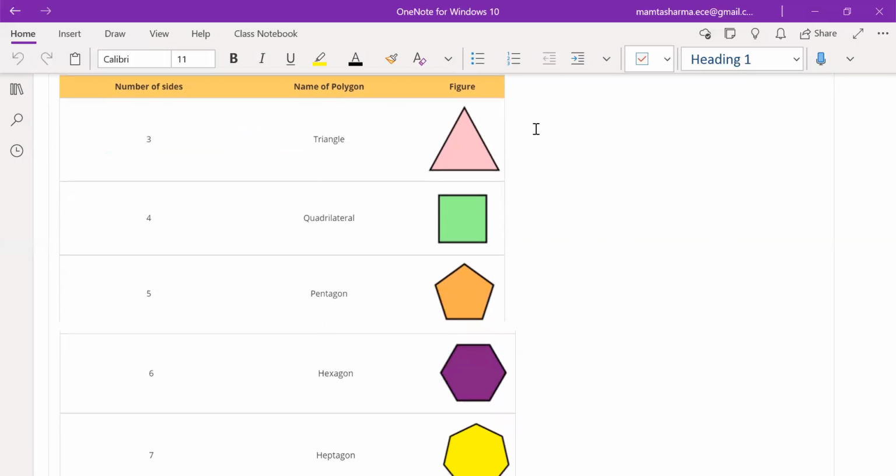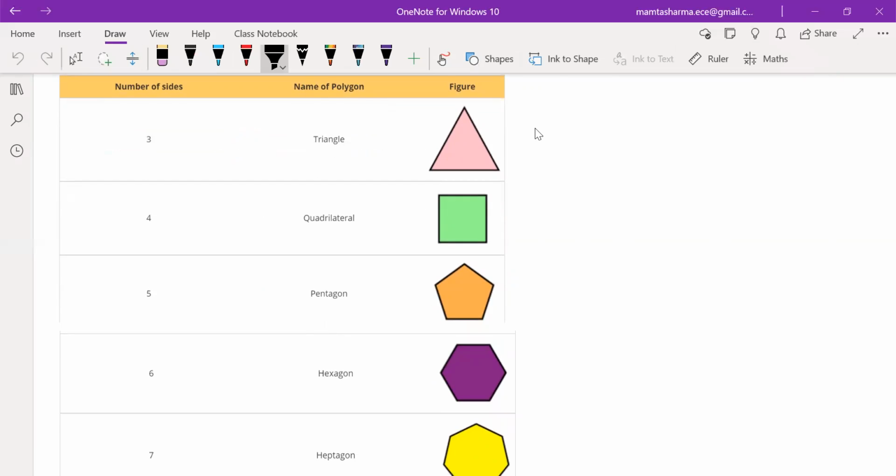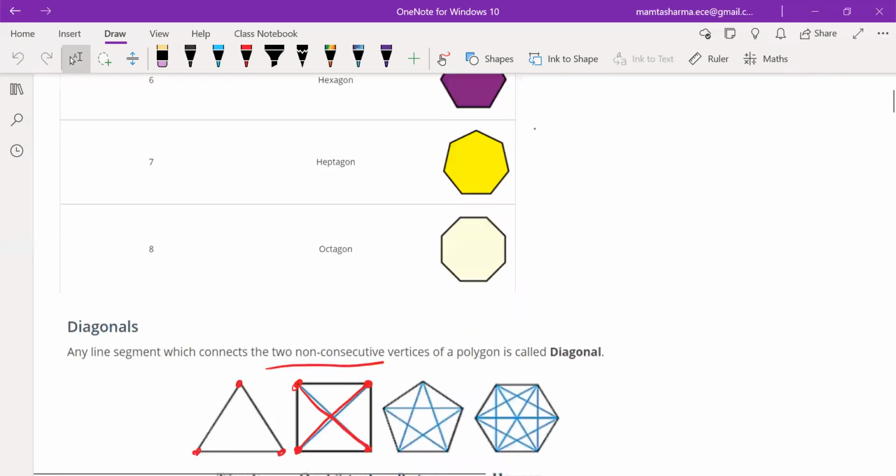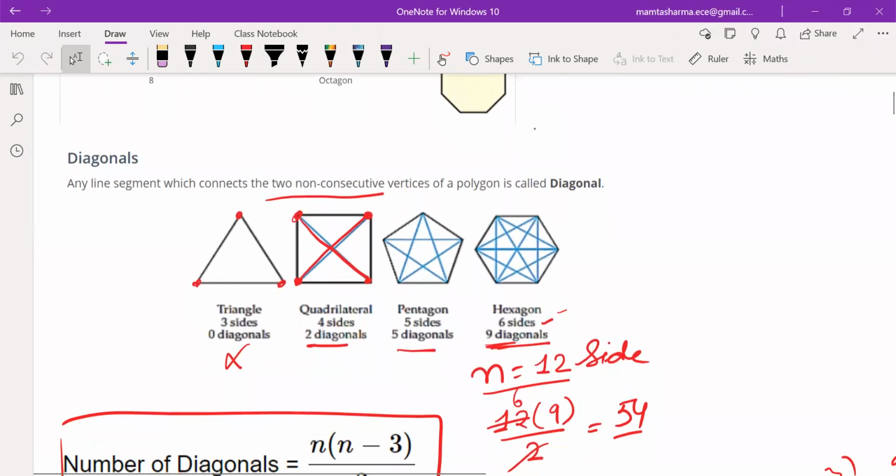There may be different polygons also. Like if we are having three sides, it is a triangle. Four, it is a quadrilateral. If we are having five sides, it is a pentagon. Mainly, we discussed about the diagonal.